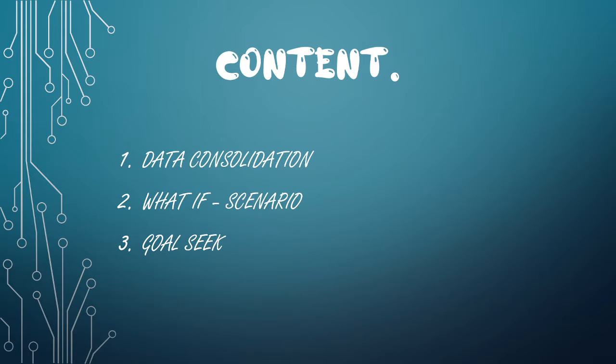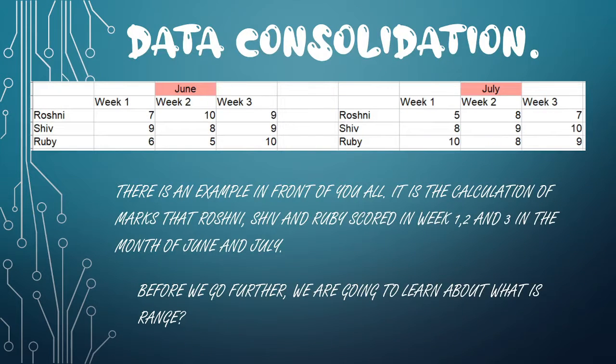In this activity, I'm going to tell you about data consolidation, what if scenario, and goal seek. So let's start with data consolidation. There's an example in front of you all. It is the calculation of marks that these three students scored in week 1, 2, and 3 in the month of June and July. Before we go further, we are going to learn about what is range.